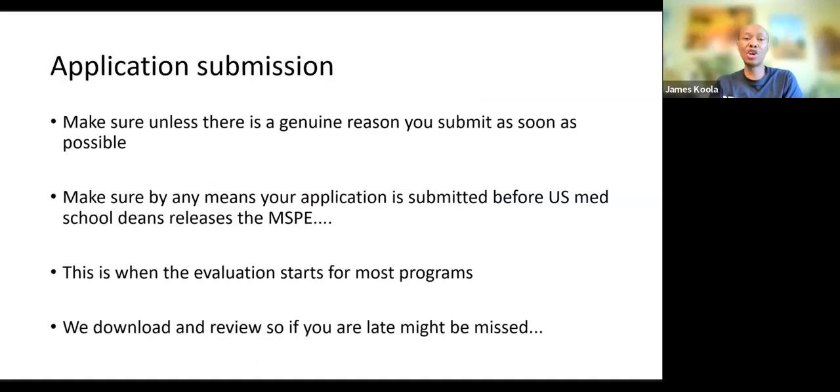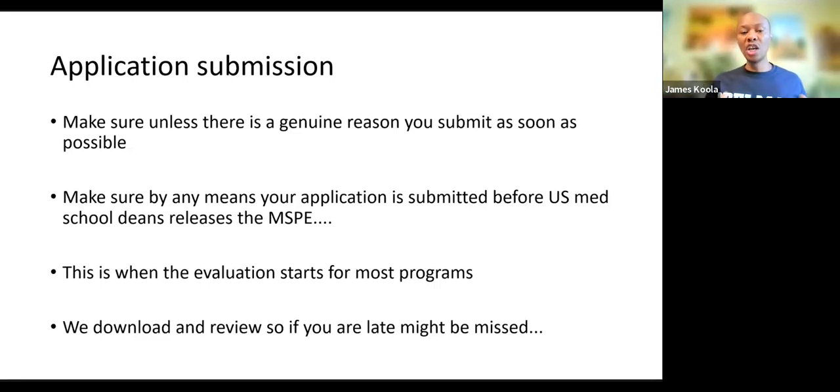Unless there is a genuine reason, make sure you submit your application as soon as ERAS opens for submission in September. And even if you are delaying, if you Google, you will see the date when deans in the United States release what they call the dean's letters. Now it's called the Medical Student Performance Evaluation. They release it, I think, towards the third week of September. Make sure you submit your application before that, because when the deans release their MSPEs, that's when programs start looking at the applications.